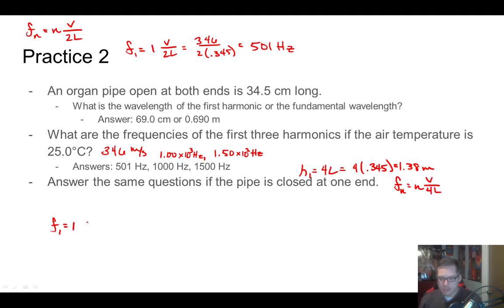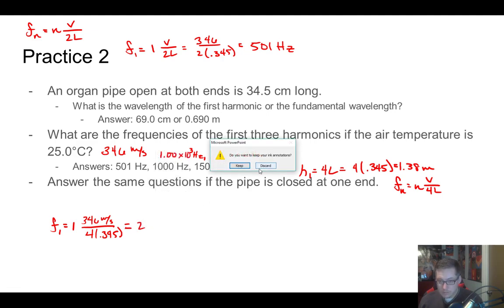So it would be 1 times v, and it's still sound in air, so it's still just going to be 346 meters per second, all right, over 4 times our length, which is our 0.345. All right, so you take 346 divided by 4 times 0.345. All right, so you get 250.